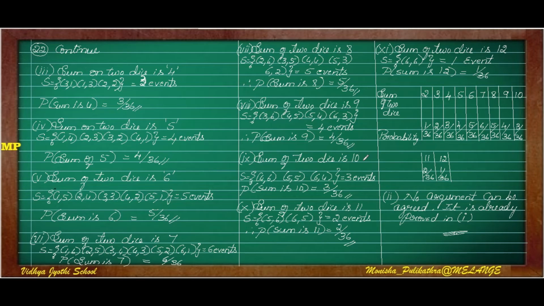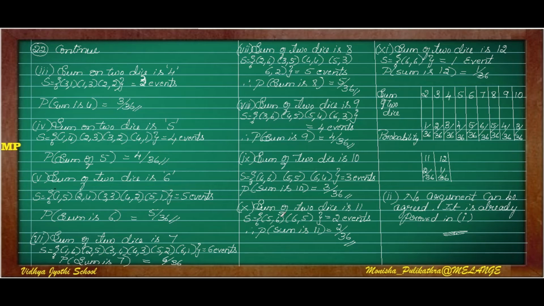Sum of 2 dice is 10. So the sum of 2 numbers should give a sum of 10. That is 4 plus 6 is 10, 5 plus 5 is 10 and 6 plus 4 is 10. In the whole 36 possibilities, only 3 events are possible for the sum of 10. So 3 events are there. Probability of sum of 10 is 3 by 36.